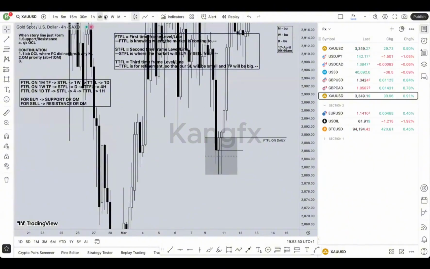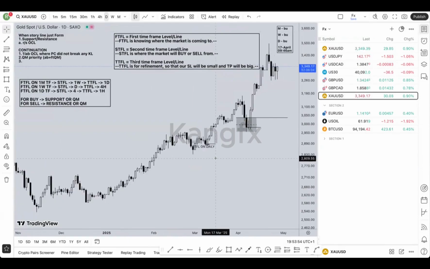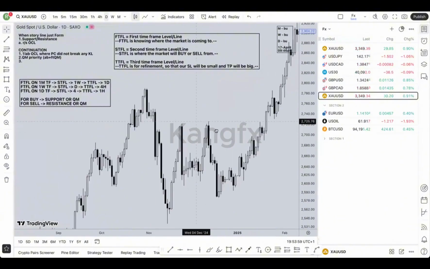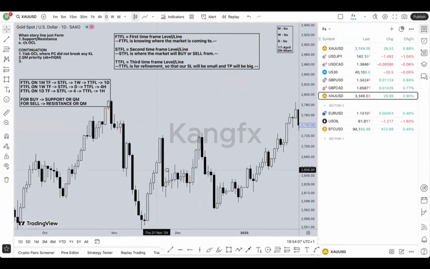Let's go to resistance. We've not seen QM yet. You're going to see QM. Now we have this one here. Now let's say this storyline was set and we have this resistance to contend with.